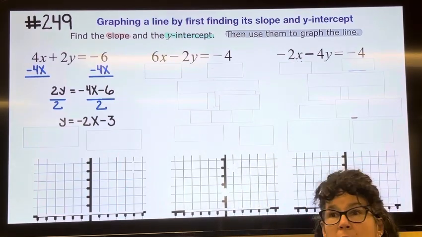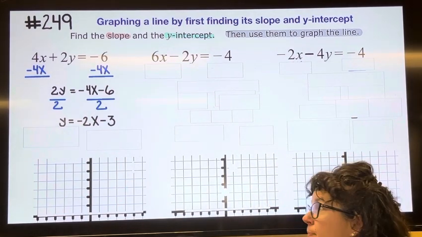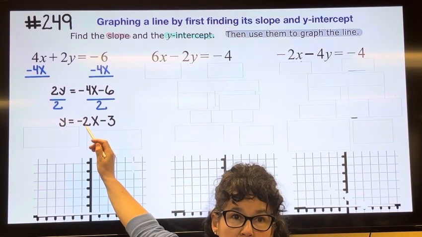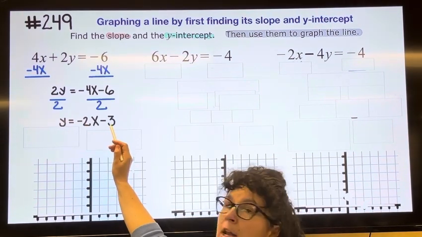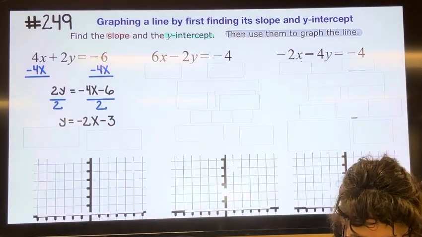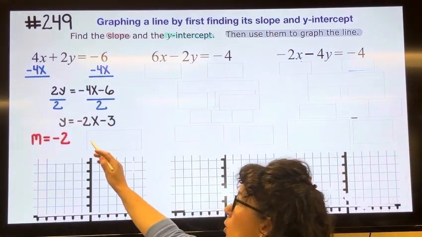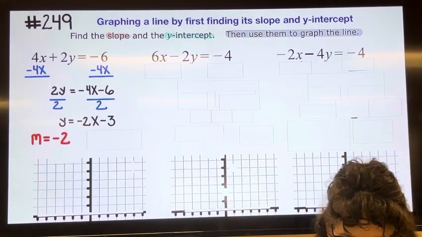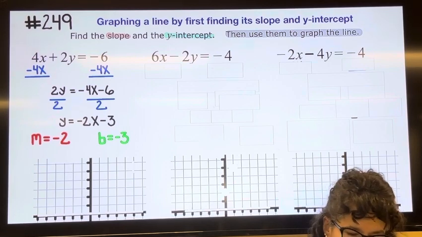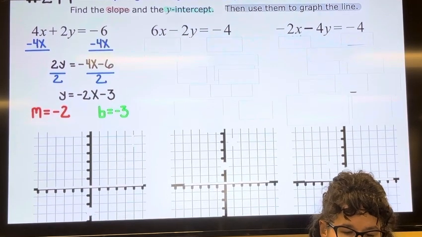Now that I've written it in y equals mx plus b form, let's remember that the number in front of x is your slope, and then the number at the end is your y-intercept. So identifying those, my m, my slope, is negative 2, and then the y-intercept is negative 3. Okay, we're using this to graph our line.